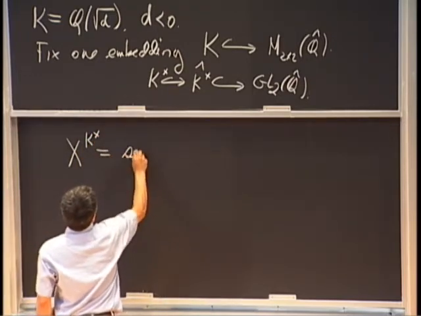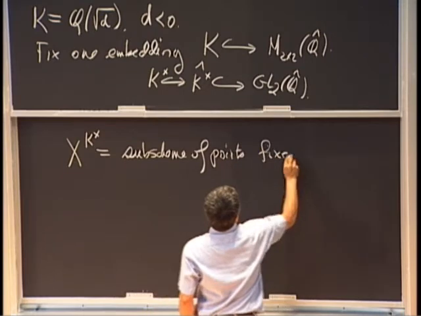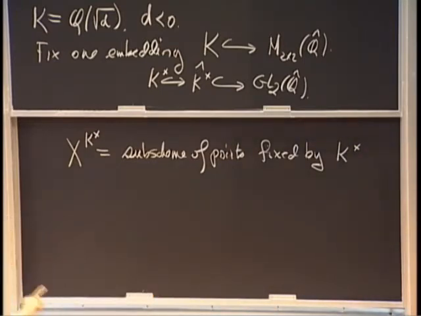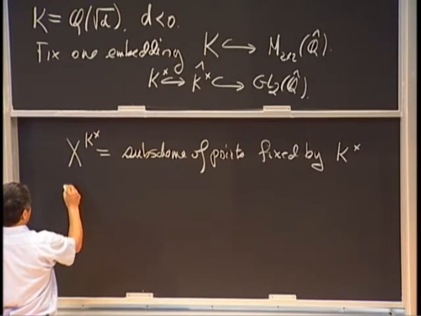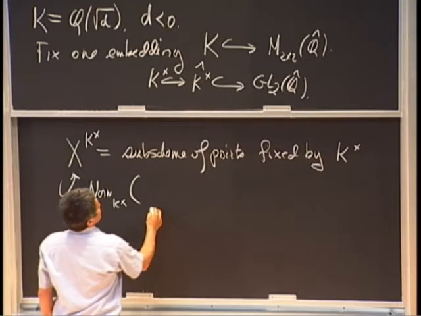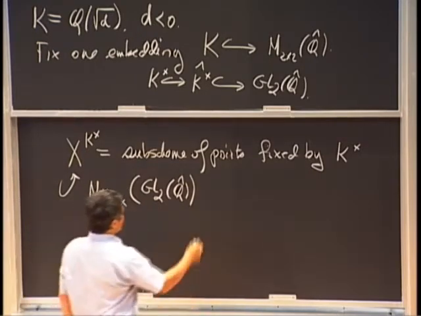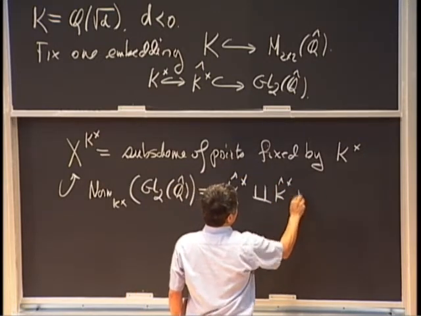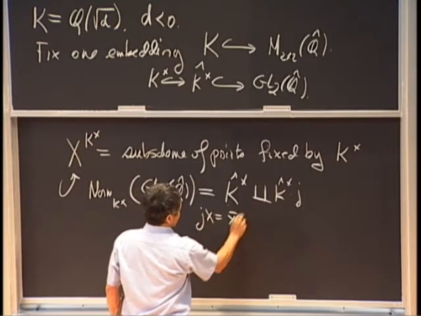So this is the subscheme of points fixed by K cross. But right now it's pretty abstract. Later on I'll give you something very concrete. This will have an action by the normalizer of K cross inside GL2 of Q hat. And this normalizer is in fact a group generated by K cross and j, where j is some element to normalize K, so that jx equals x bar j.